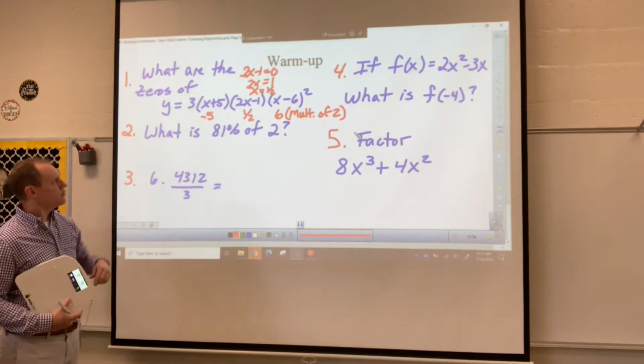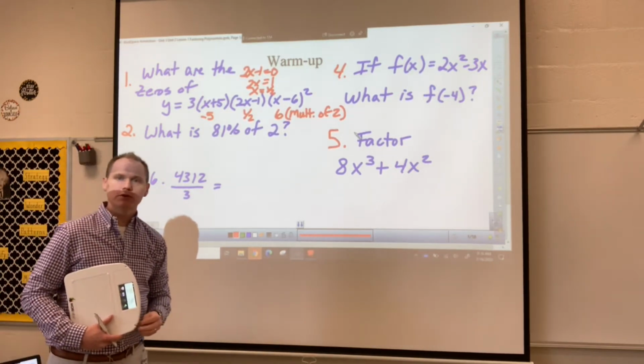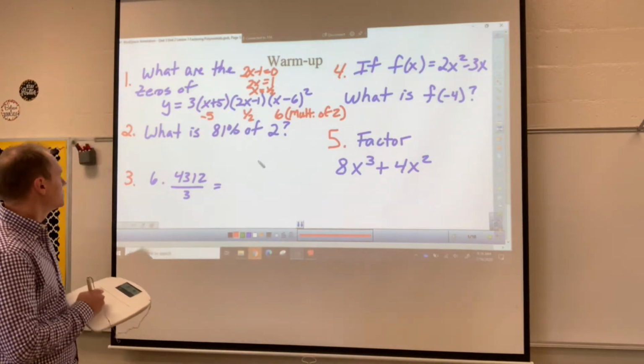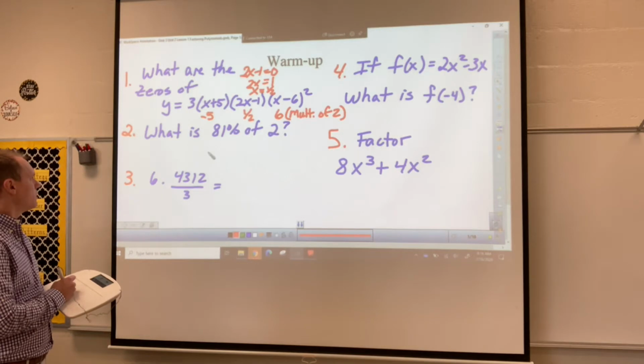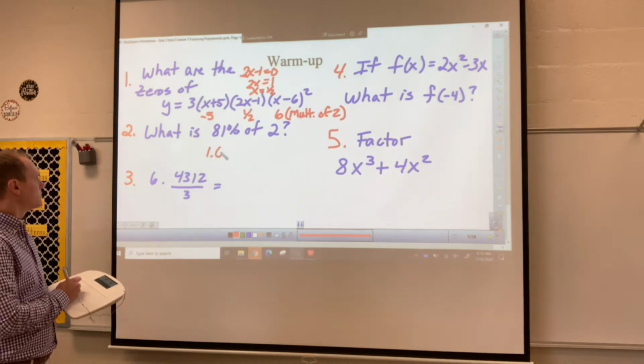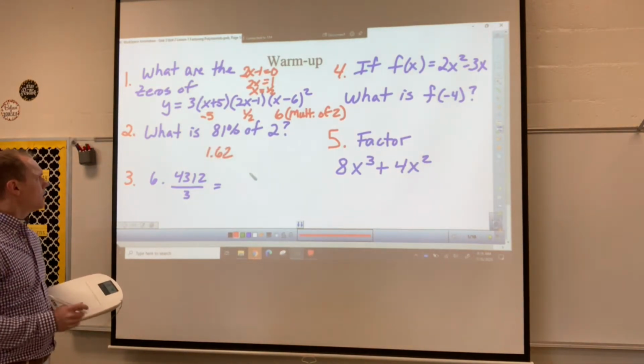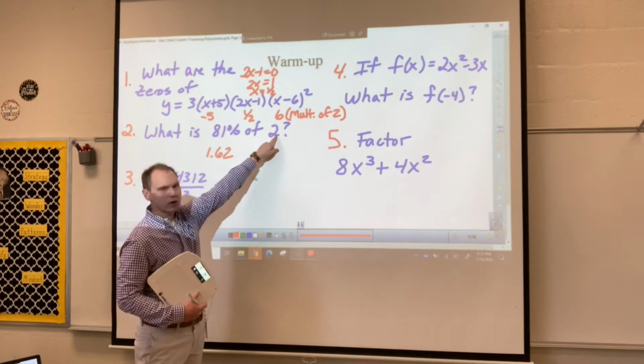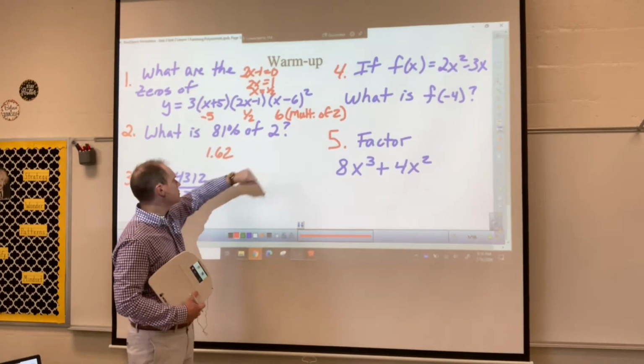Number 2, what is 81% of 2? A couple different ways you could do this. You could just double 0.81 if you wanted to. So if we double 0.81, we get 1.62. The other way you could do this is just to multiply 81 and 2 and get 162, and then adjust the decimal afterwards.